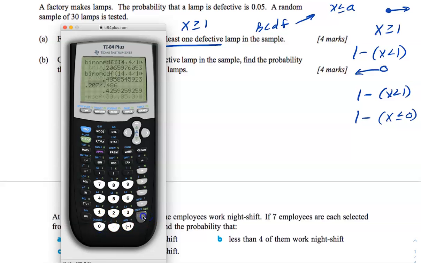Now I can paste. Now remember, that's not the answer, because it's 1 minus that. So 1 minus this answer. And actually, I probably should have done it from the beginning. 1 minus that answer. And I get this. So my answer is going to be 0.78536, or 3 sig figs.